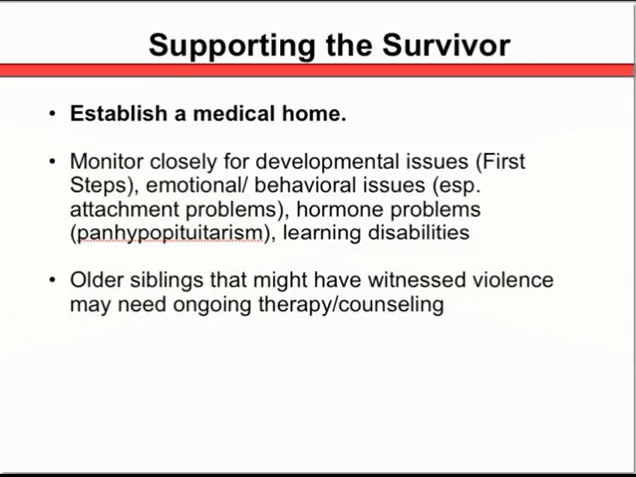We need to monitor closely for developmental issues. Refer these children to First Steps, for example. Watch for emotional and behavioral issues, especially attachment problems. This is both due to direct injury to the brain and due to the children's possible memories of what happened to them. Hormone problems need to be watched for, as well as learning disabilities. And one group that often gets left out of this discussion are the older siblings that might have witnessed the violence and may need ongoing therapy or counseling. So as primary care providers, if we are in the position to inquire about the well-being of the siblings, this can sometimes be very helpful.